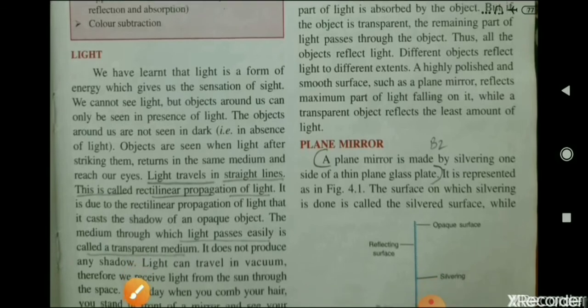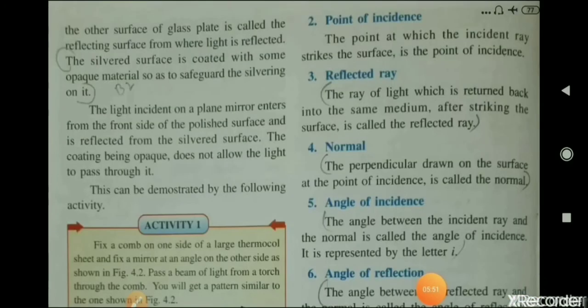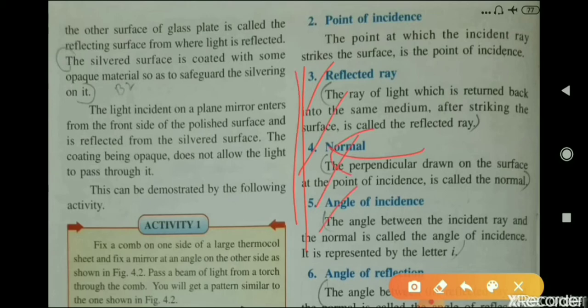A plane mirror is made by silvering one side of a thin glass plate. Means when a thin glass plate is silvered from one side, that is known as a plane mirror. The surface on which this silvering is done is called the silvered surface, while the other surface is called the reflecting surface, where the light is reflected. The silvered surface is coated with some opaque material so as to safeguard the silvering on it.